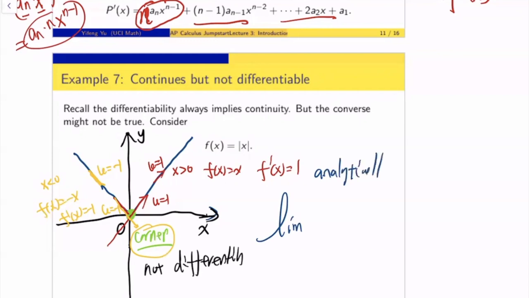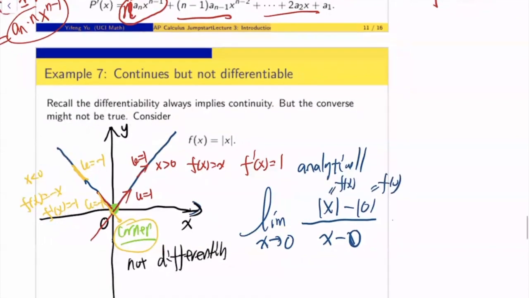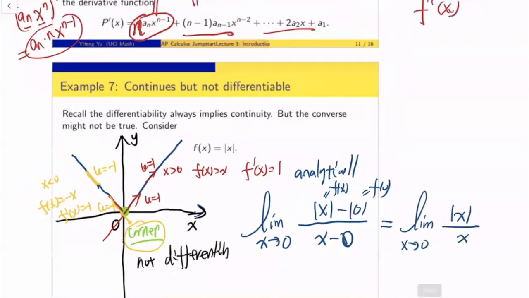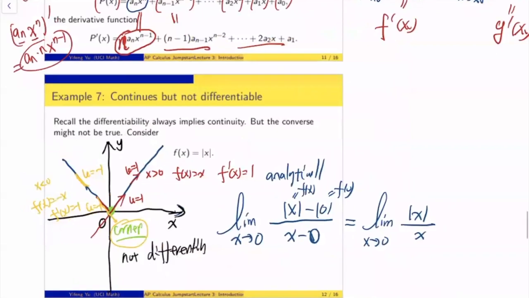Analytically, right? I try to get the limit. Then I have x minus zero, and the absolute value of x minus zero, right? So this is f(x), and this is f(0), which is the limit as x goes to zero of |x| over x. Now the question is, does the limit exist?